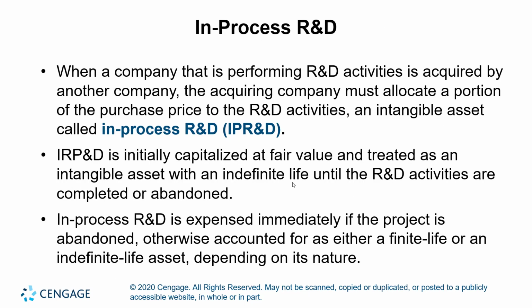When a company performing R&D activities is acquired by another company, the acquiring company must allocate a portion of the purchase price to in-process R&D. In-process R&D is initially capitalized at fair value and treated as an intangible asset with an indefinite life until the R&D activities are completed or abandoned. In-process R&D is expensed immediately if the project is abandoned, otherwise accounted for as a finite life or an indefinite life asset, depending on its nature.